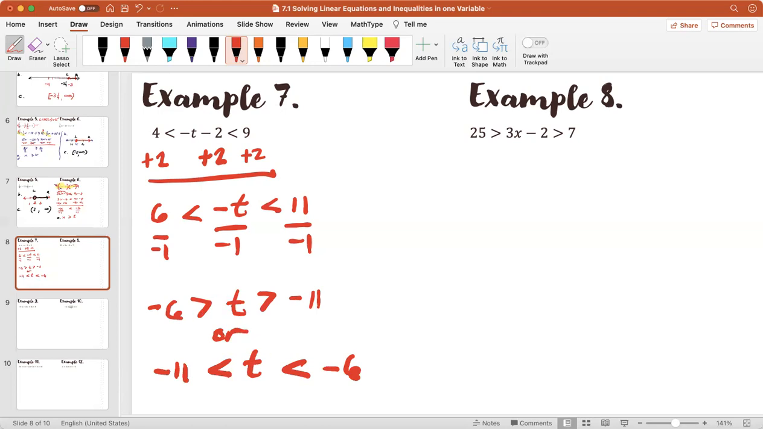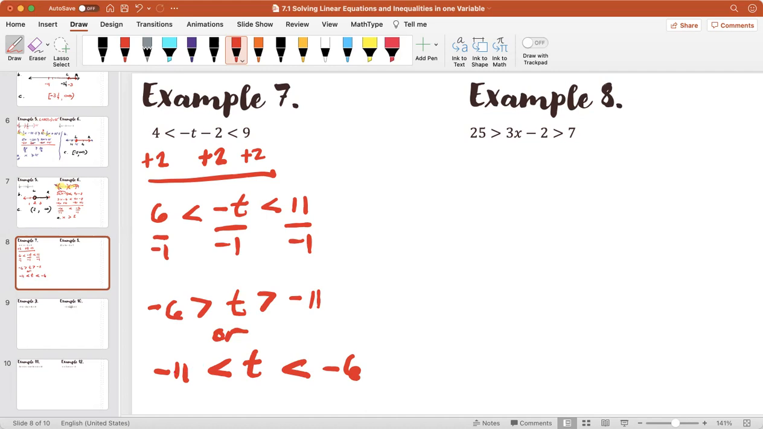Look at the inequality. This inequality opens to negative 6 because negative 6 is greater than t. Negative 6 greater than t? Yes. Negative 11 less than t? Yes. All right, so that's how you write it. These are both the same. They mean the same. But it would be more obvious that t is between negative 11 and negative 6 if you write it in this manner.